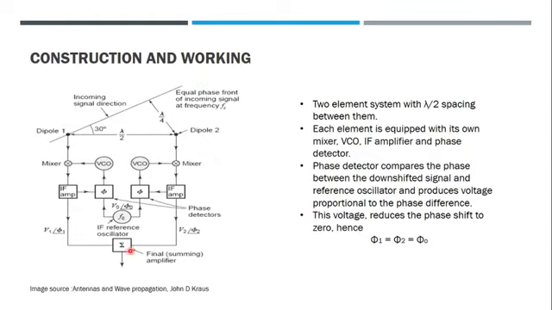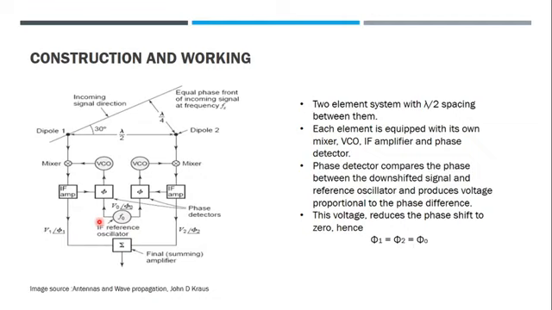I repeat once again, this IF reference oscillator will compare the phase of the downshifted signal with the phase of the reference oscillator, and it will produce a voltage that is proportional to the phase difference. What is the function of this voltage? This voltage is going to either increase or decrease the phase of the obtained signal, so that the phase difference becomes totally 0. Now what will happen when the phase becomes totally 0? We can say that the phase of signal 1, phi 1, is equal to the phase of signal 2, which is phi 2, which is equal to phi naught, which is the phase of your reference oscillator.